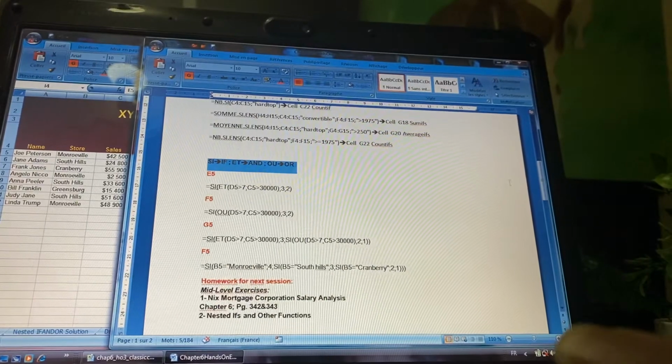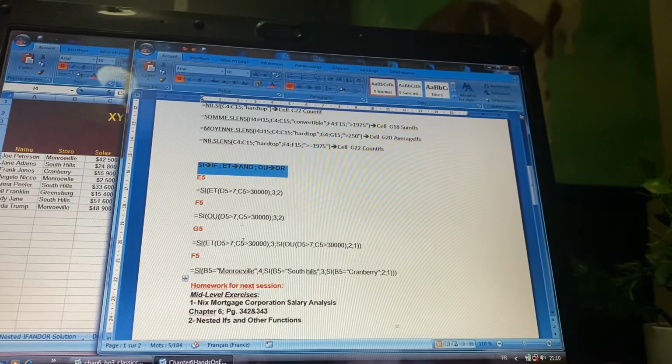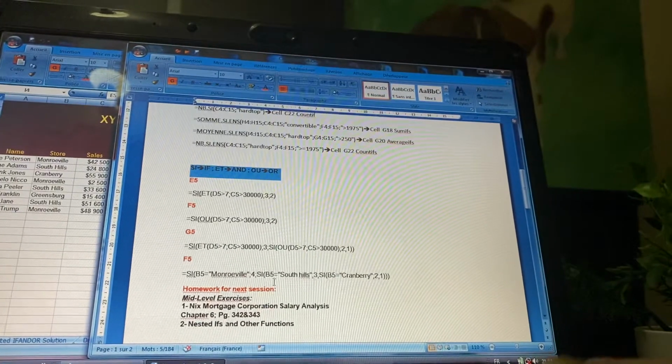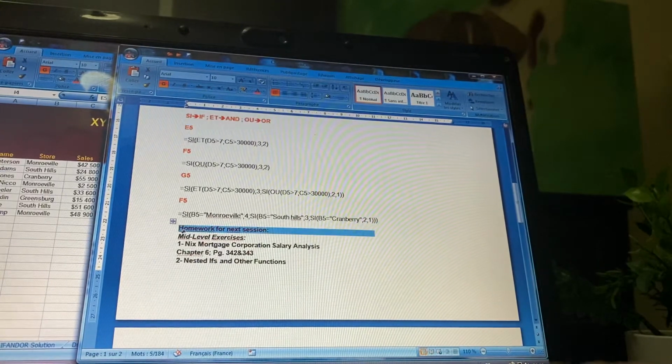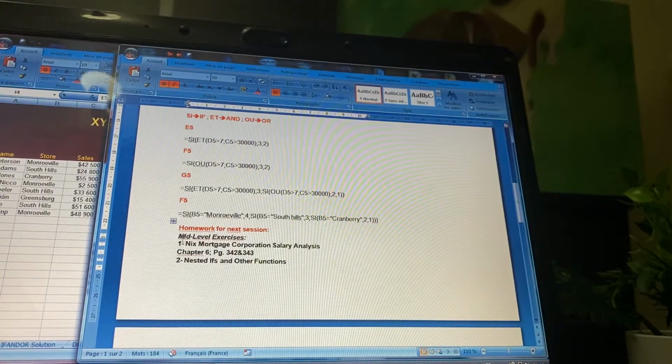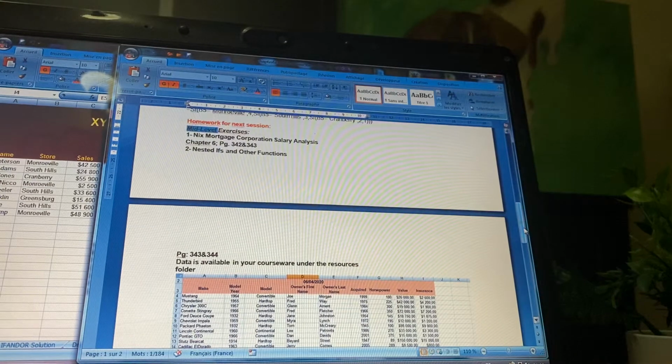Now for the homework that you have for next session, not this one. For this one, you just look at the correction and you try to correct whatever mistake you have. And for next session, you're going to go to the end of the chapter. At the end of the whole chapter, you're going to have some exercises. And I'd like you to do mid-level exercise 1 and 2. I'm giving you the pages. You have some steps, but I'd like you to avoid following the steps. Try to understand what they want and do it on your own.